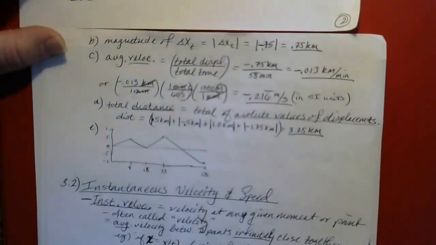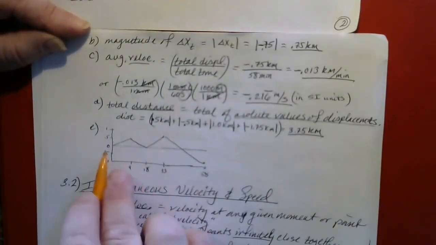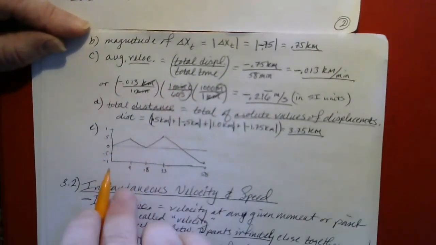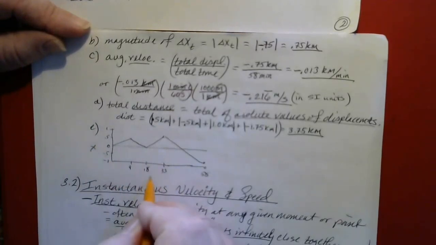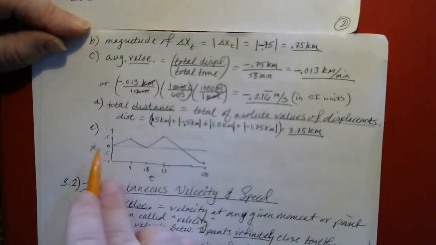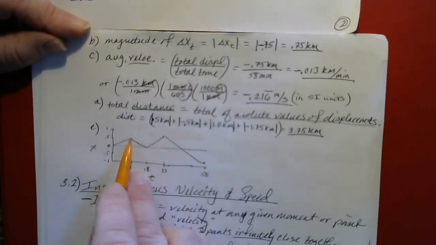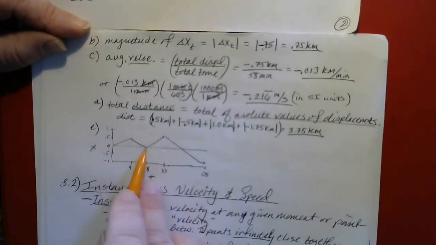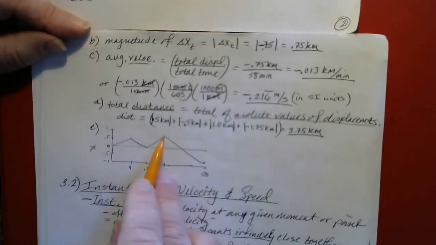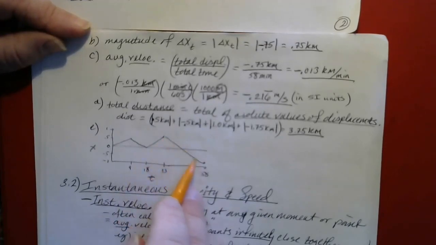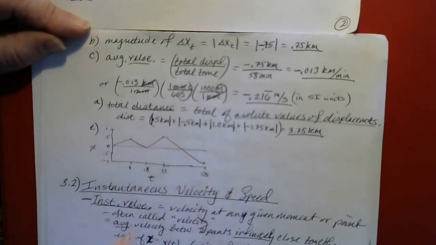If you want to graph her movements in terms of position versus time, you could do it like this. Basically, she starts at 0. At 9 minutes, she's at 0.5 kilometers. At 18 minutes, she's back home at 0. At 33 minutes, she's at 1 kilometer in the positive direction. And then at 58 minutes, she's at negative 0.75 kilometers versus the original position. And so it would look something like that.